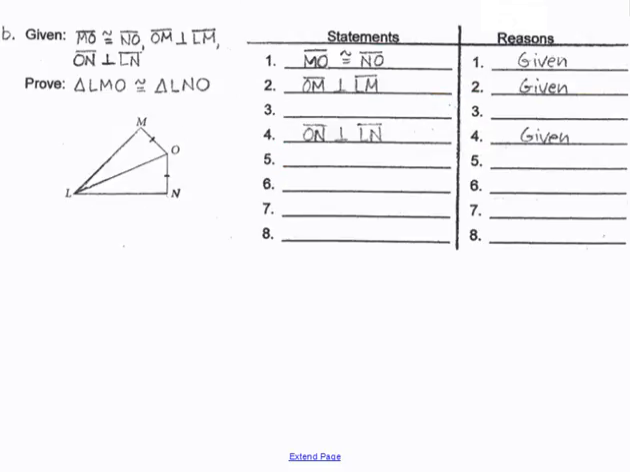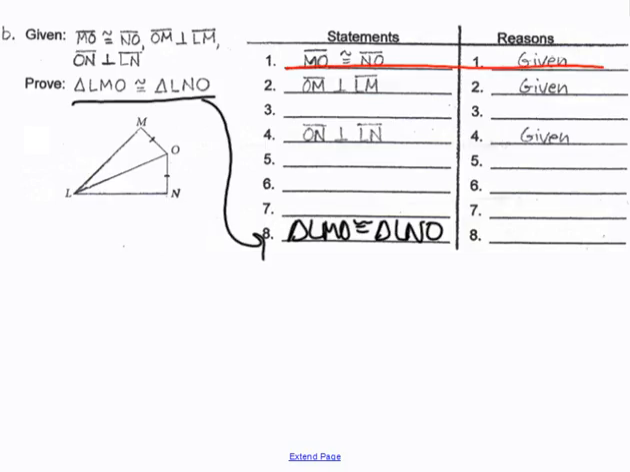So write what you need to prove last. That hasn't changed. Triangle LMO is congruent to triangle LNO. Okay, I'm going to start with red. So I have MO congruent to ON. All right, so then green. Then we have OM perpendicular to LM.